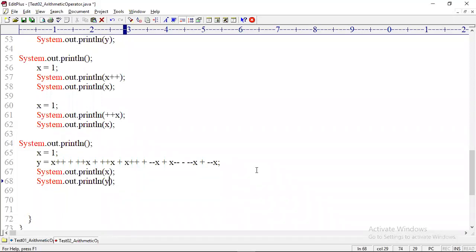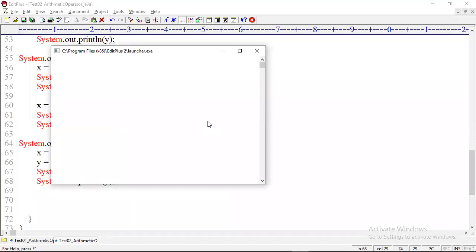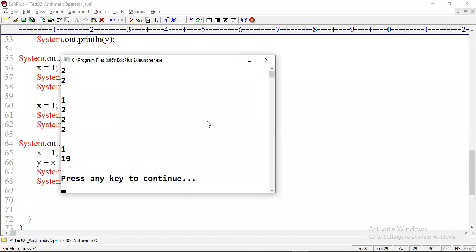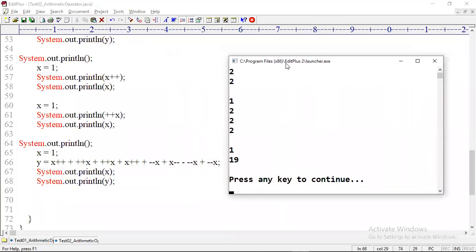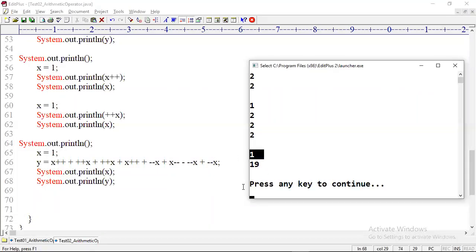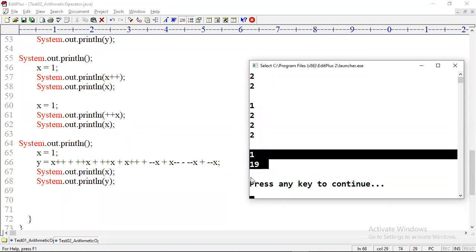Okay, let me run and see what is the output, and then we'll solve once. Control 1, Control 2. X value is 1, Y value 19. Now you people work again. Do the calculation again. Find out where you committed the mistake.